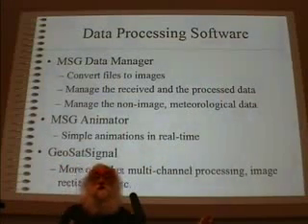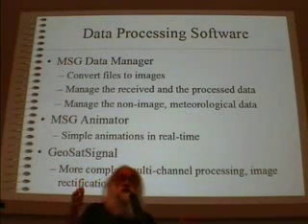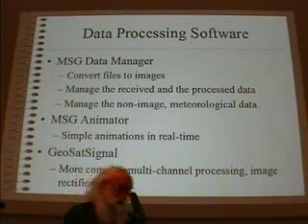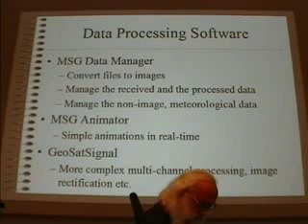And also software that I do called GeoSat Signal will enable you to not only put the images together, but also reproject them. So if you've got a mean sea level pressure chart from Bracknell that's in a particular projection, GeoSat Signal will match the satellite image to that and combine the whole thing together for you.